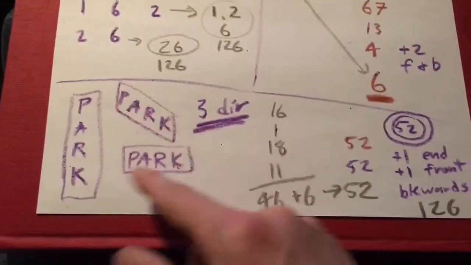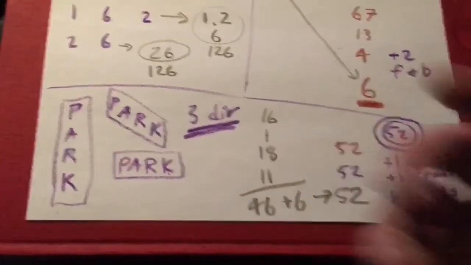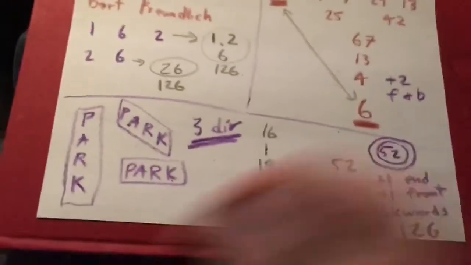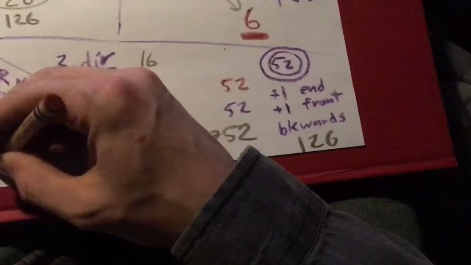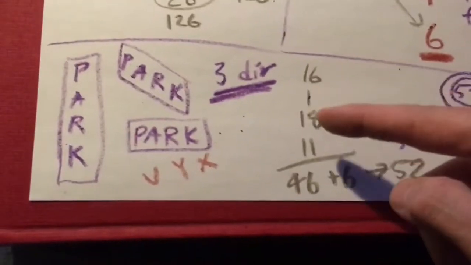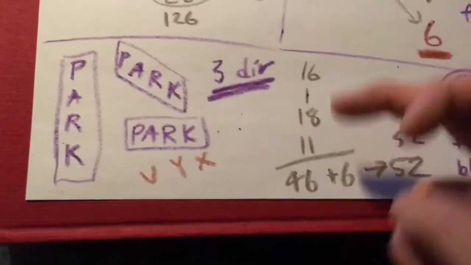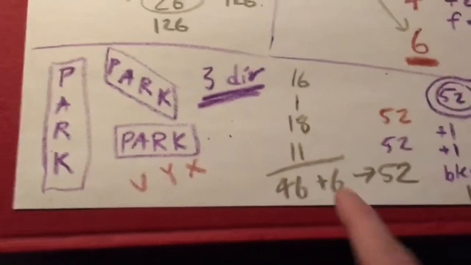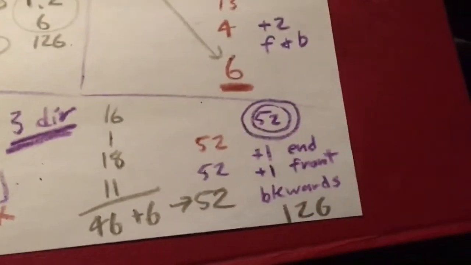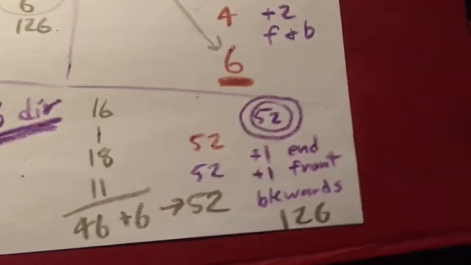Look, park, park, park. It's like in 3 directions. It's like your X, Y, Z. But really, it's really a V, Y, X axes, right? It's not X, Y, Z. It's V, Y, X. Now, 3 directions park. Park is just 16, 1, 18, 11, which is a 46. Plus 1, plus 1, plus 1, plus 1, plus 1, plus 1 is a 52. So you're going to have 52, 52, 52 for park, park, park. Which is just a 52 circled twice.